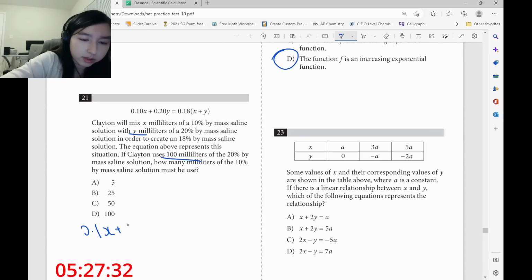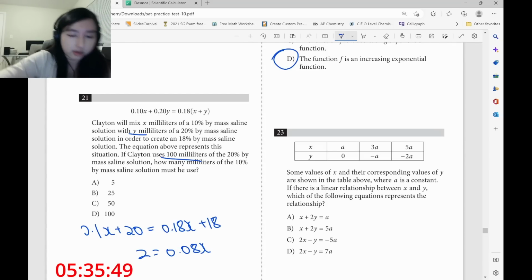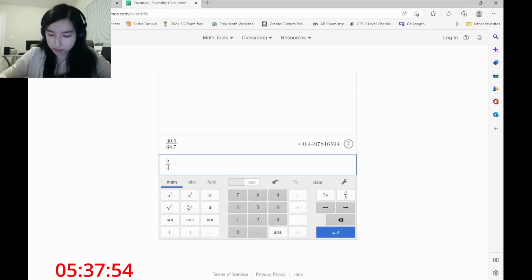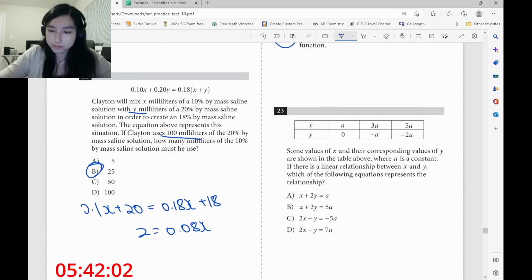0.1x plus 20 equals 0.18x plus 18. So 2 equals 0.08x. 2 divided by 0.08, 25. B. Find the equation. Slope is going to be negative a over 2a, which is going to be negative 1/2.